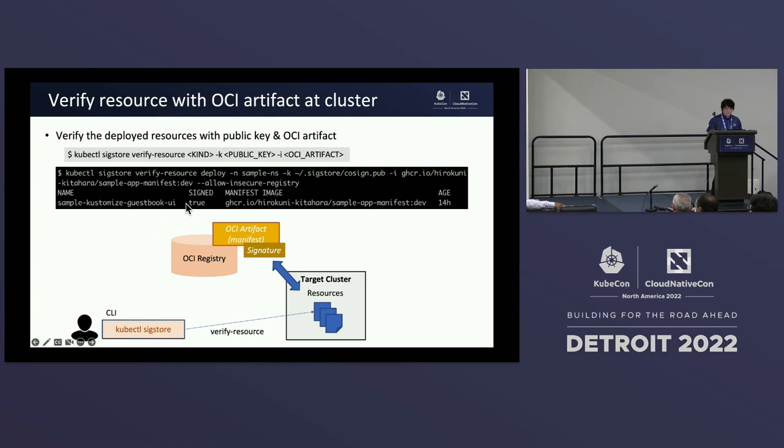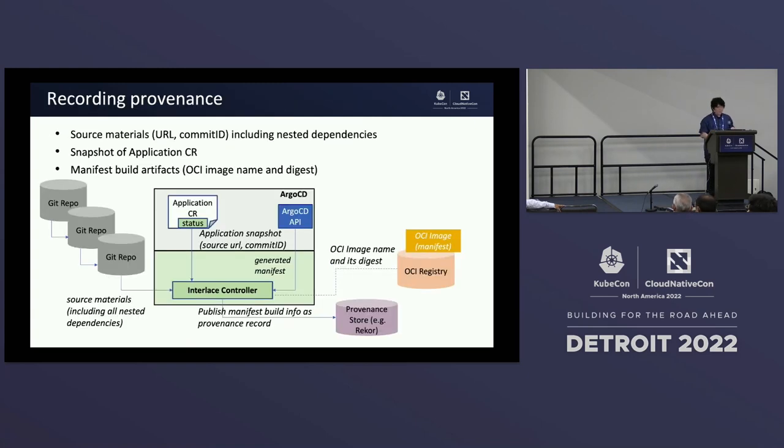So if it is showing signed true, it means this resource keeps the signed state and no changes were made to the resource. And not only this kind of binary information, but also in some cases, I want more details about the manifest build. And for that, RUCD interest will provide the provenance data, which contains all the manifest build information.